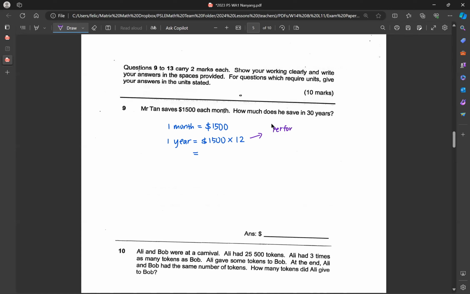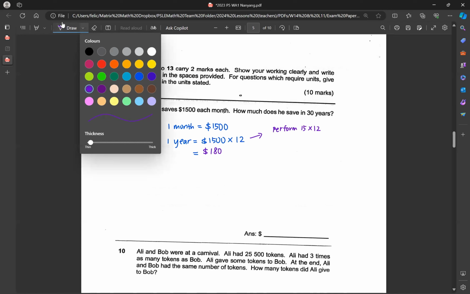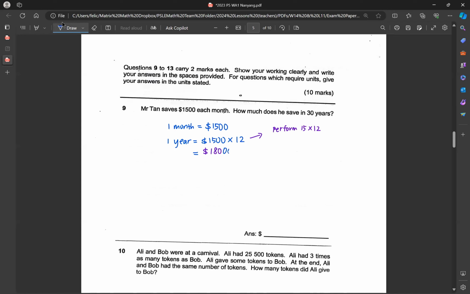Okay, you perform 15 times 12 in your 2-digit multiplication. Then you add back the 2 zeros in your answer. Place back the 2 zeros that you omitted. If you perform the multiplication, 15 times 12 is 180. Then you just need to add back the 2 zeros from here. So that gives us $18,000.